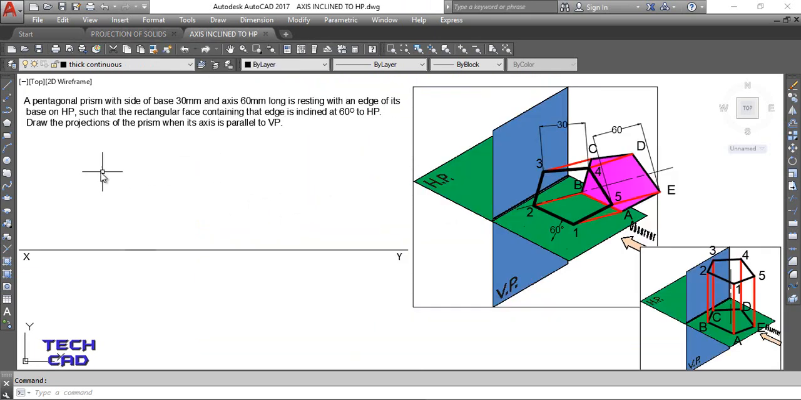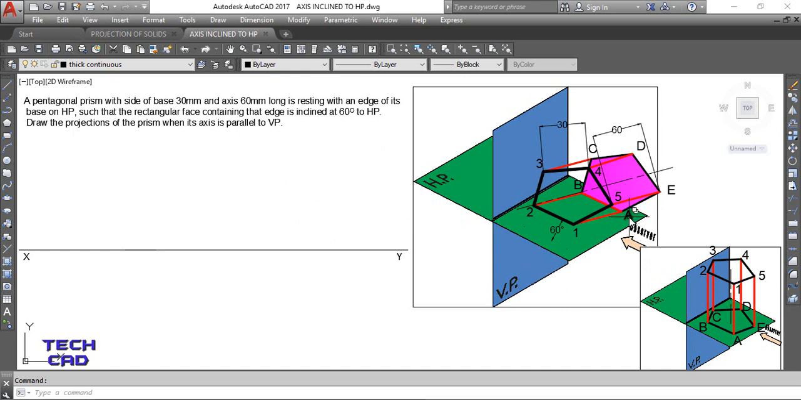So this is my question. A pentagonal prism with side of base 30 mm and axis 60 mm long. You understand that this is my pentagonal prism, and any of these is your base, and the side of your base is 30 mm and the axis is 60 mm long. So if the axis length is given, it means the length of the solid is given. So the height or the length of the solid, which is 60 mm, is resting with an edge of its base on HP.